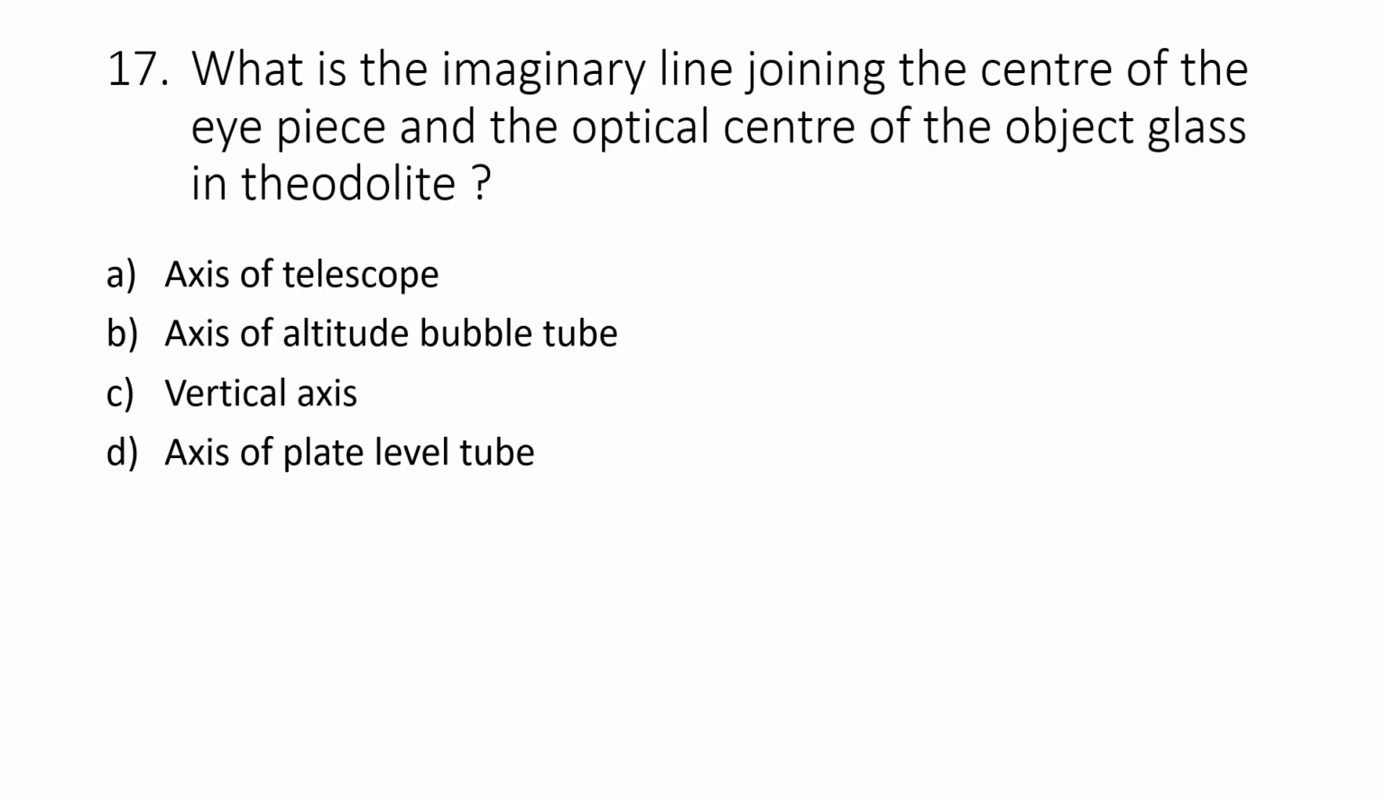The next question, what is the imaginary line joining the center of the eyepiece and the optical center of the object glass in theodolite? Axis of telescope, axis of altitude bubble tube, vertical axis, and axis of plate level tube. Our answer is axis of telescope, option A.